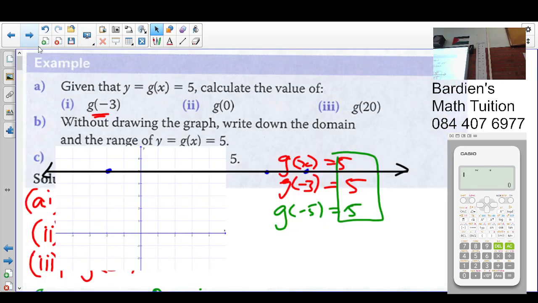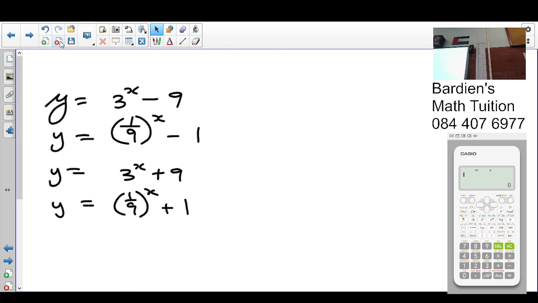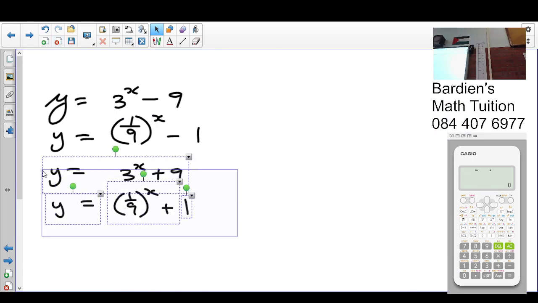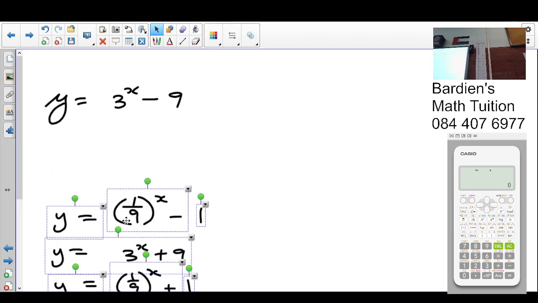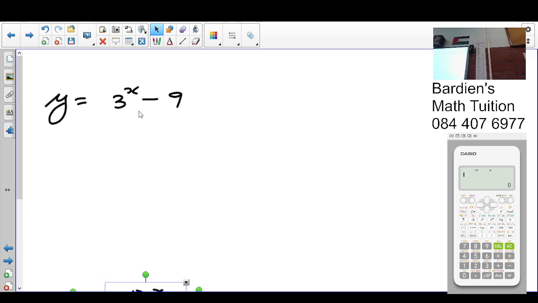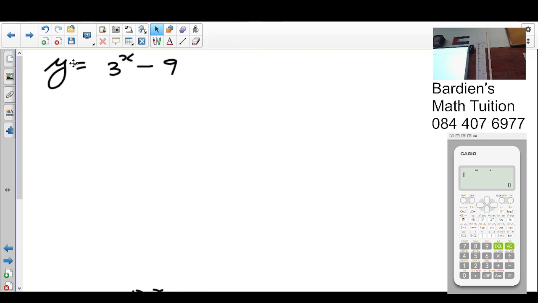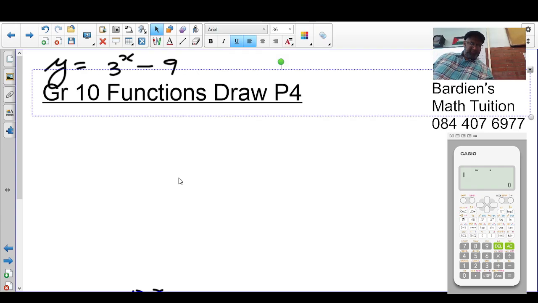Alright, so we're doing the last part of the exponential graphs. These are the sums I gave you for homework, correct? Yes. So I'm just going to pull these three down. Just look at the first one. Okay, this is part 5.